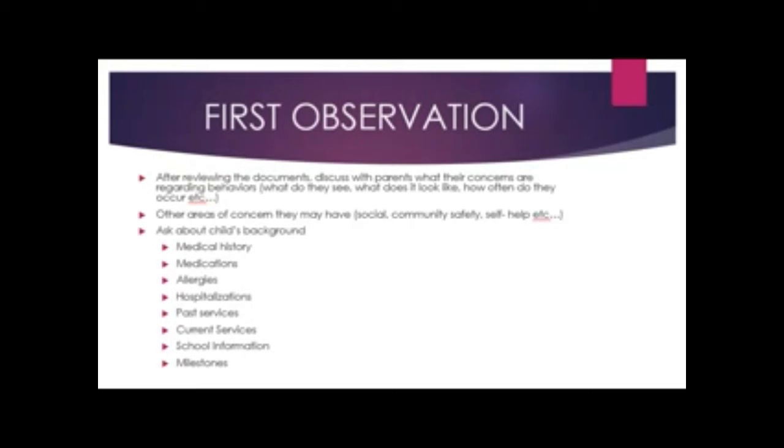So we want to ask what the behavior looks like, the topography of it. If parents say, well, he's aggressive, when you say aggressive, what does that look like? What is he engaging in? Is he hitting? Is he kicking? Is he punching, biting, pulling hair? We want to be as specific. That's going to give you a better idea of what the behavior looks like.